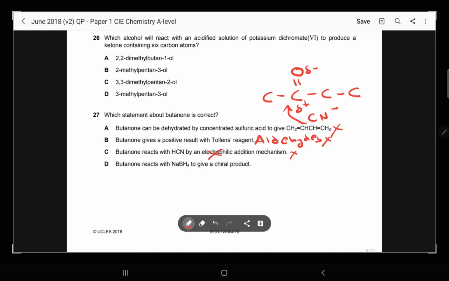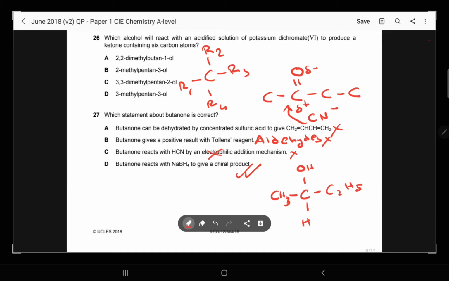Sodium tetrahydroborate reacts with butanone to produce a chiral carbon. A chiral carbon is a carbon which has 4 different groups attached to it. 1, 2, 3, 4. So let's see what happens when the sodium tetrahydroborate reduces the ketone. It results in the formation of a secondary alcohol, hydrogen attached here, CH3 group attached over here, and a C2H5 group attached over here. All 4 are different. This is a chiral compound, so the answer is going to be D.